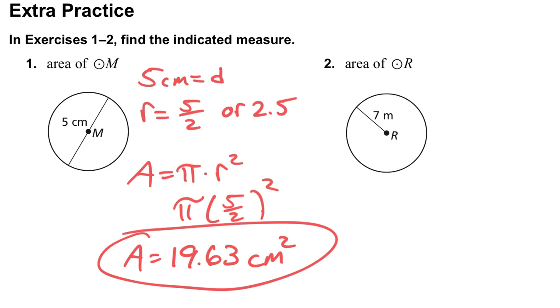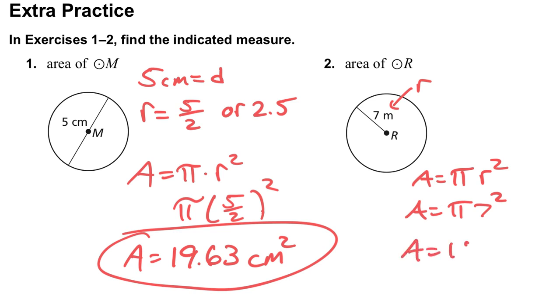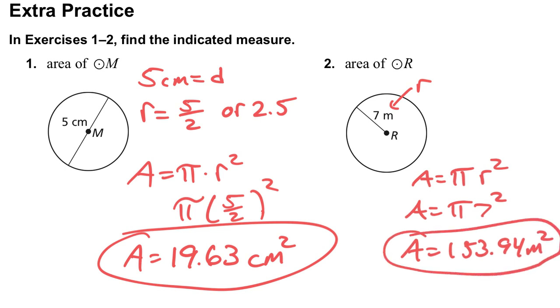For number two, they give us the radius. So I can say area equals pi r squared. And now I'm going to fill in my r, which is 7. So pi times 7 squared is going to give me roughly 153.94. And we'll call that meters squared because our unit here was meters.